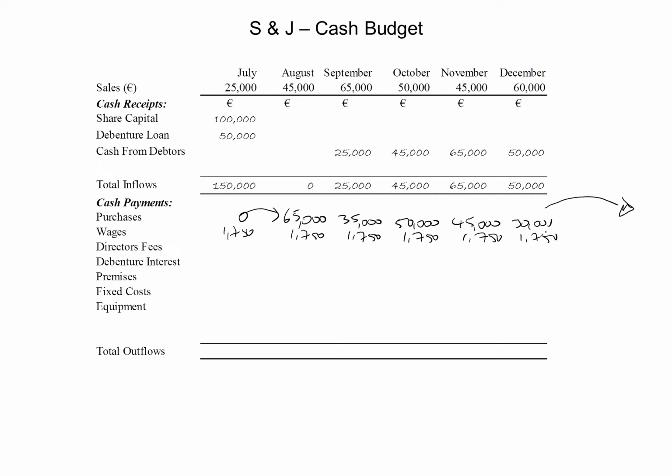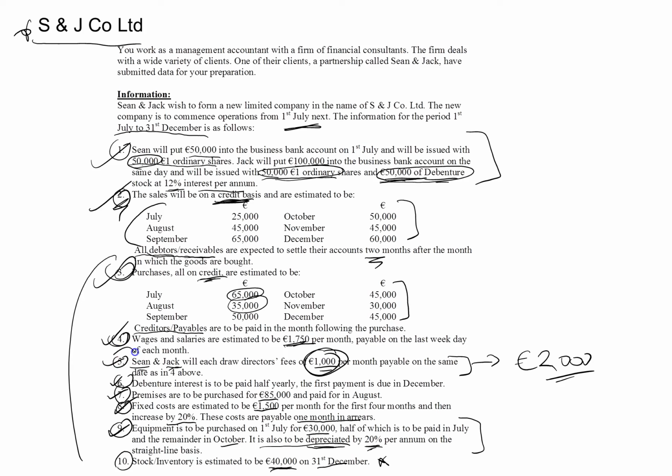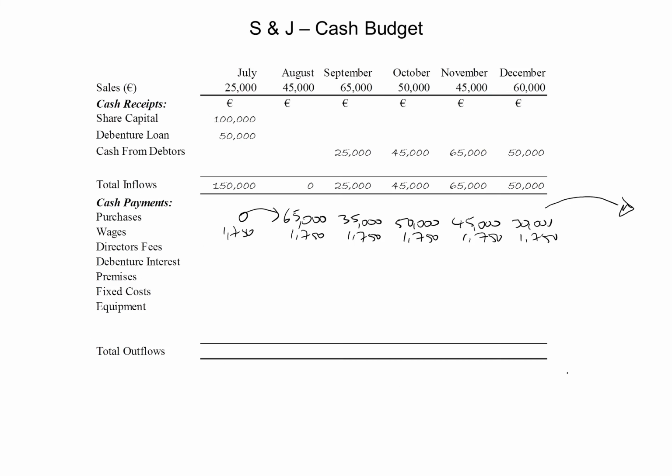The director's fees, well, now we discussed that. It's going to be $2,000 per month. $1,000 for Sean and $1,000 for Jack. So I'll put that in. $2,000 each month for the 6 months.